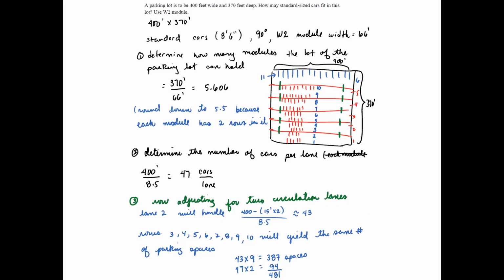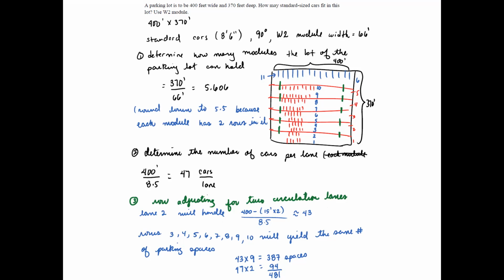Adjusting for 2 circulation lanes, lane 2 will handle 400 minus 15 feet times 2. 15 feet is the space that you will need for 1 circulation lane, and we need 2, so that's why I'm multiplying times 2. So 400 minus 15 times 2 is the space that you're going to have available, divided by 8.5, which is going to tell you the number of parking spaces that you can fit on those lanes in which you have a circulation lane. In that case, that's going to be 43.